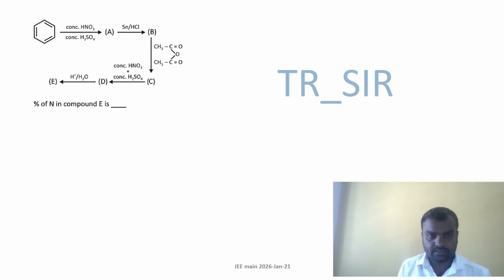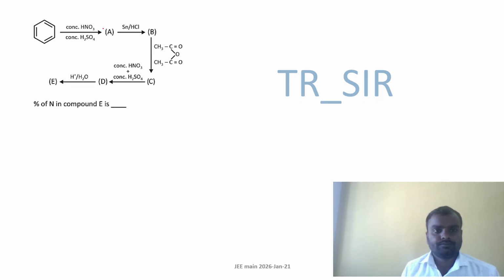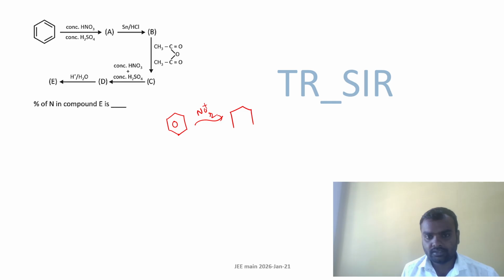Now the next question. This question is very direct. So nitration. Here benzene is given. First step they are doing nitration with the nitrating mixture, NO2 positive. So you will be getting nitrobenzene.